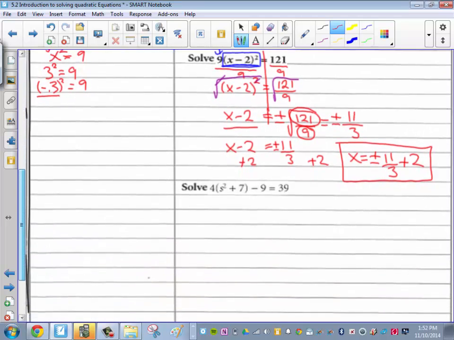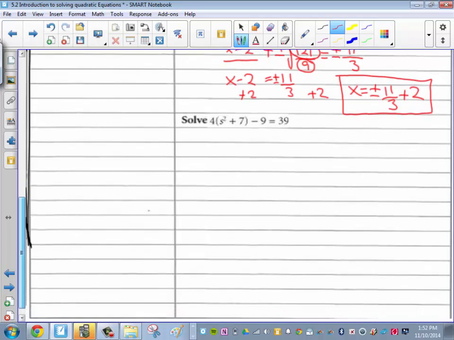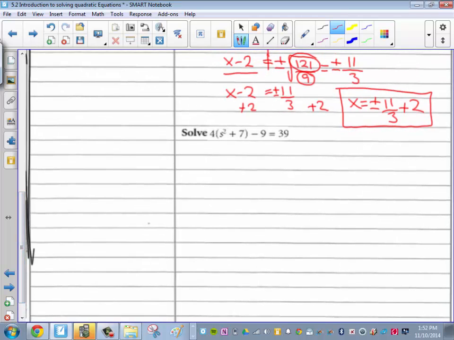Okay, this one might be even a little bit easier, and you'll see why in a little bit. So we want to solve this. We got 4 times s squared plus 7 minus 9 is equal to 39, and we want to get this s squared by itself. So we'll start by doing a little railroad track work. Let's add 9 to both sides. Add 9. So I got 4 times s squared plus 7 is equal to 39 plus 9 is 48. And we'll divide everything by 4.